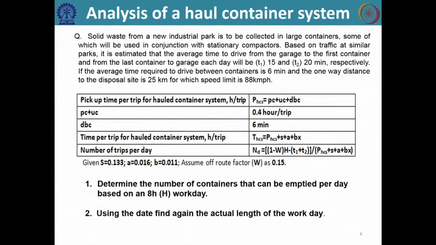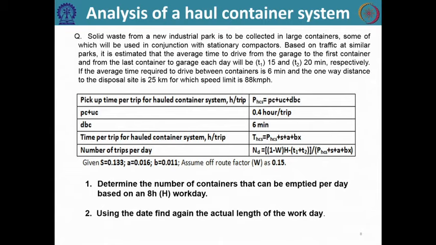The numerical for the haul container system is: solid waste from the new industrial park is to be collected in a large container, some of which will be used in conjunction with a stationary compactor. Based on the traffic at a similar park, it is estimated that the average time to drive from the garage to the first container and from the last container to the garage will be T1, that is 15 minutes, and T2, 20 minutes. Remember, 15 and 20 are given in minutes; you have to convert these into hours respectively.